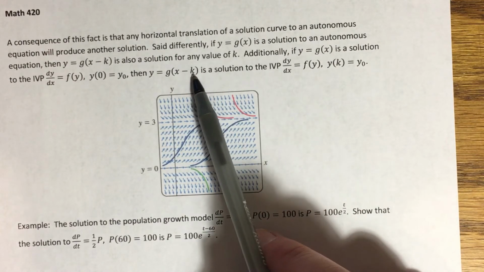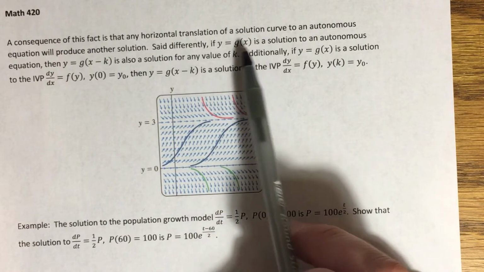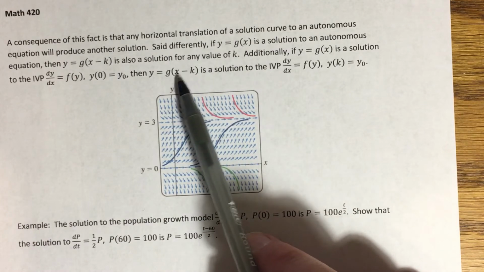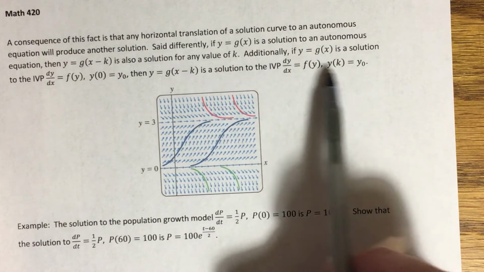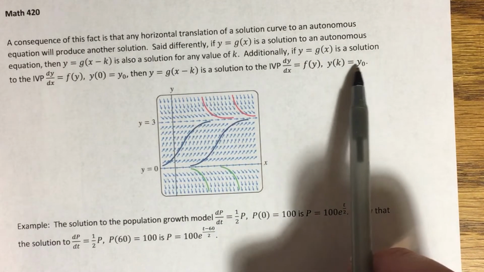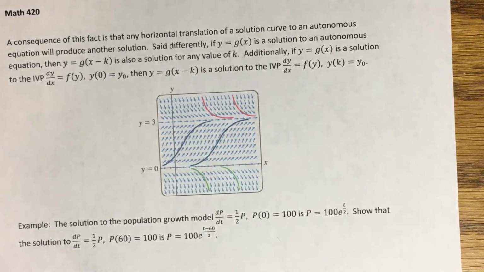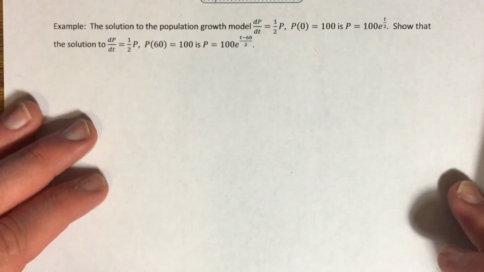So this constant k will shift this function horizontally either to the right or to the left, depending on whether k is positive or negative, and that k is now used as the input. Same output as before. So let's illustrate that with an example, and then we'll be done with this section.